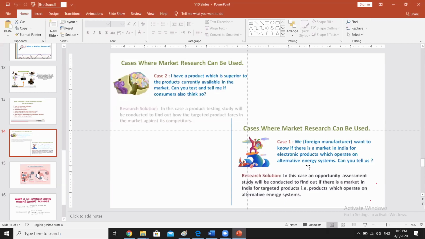Case number two. A foreign manufacturer from America, let's say, wants to know if there is a market in India for electronic products which operate on alternative energy systems. Can you tell us if it's a good idea for us to go to India? Well, the research solution could be this. An opportunity assessment study will be conducted to find out if there is a market in India for targeted products which operate on alternative energy systems. So what you do is you go to India and you ask people if they're willing to pay for a product like this, and then you take the results back to the business. Market research.